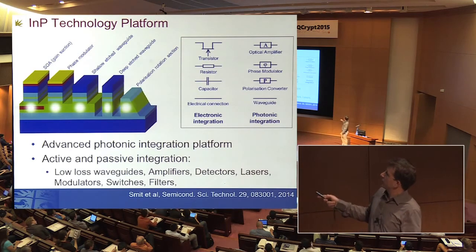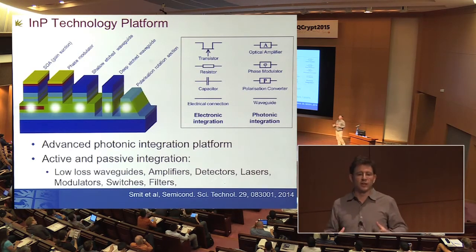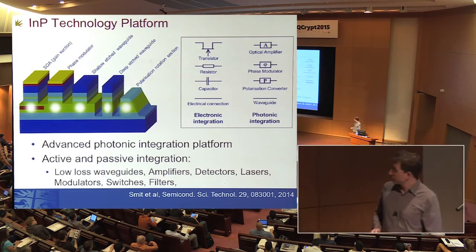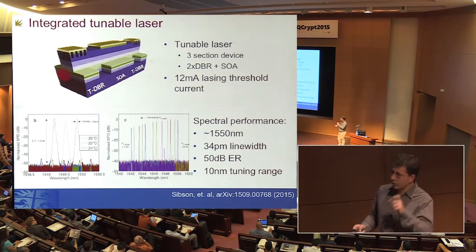And here we've got optical amplifiers, phase modulators, polarization converters, waveguides, and that's the toolkit that we can use to make a whole array of different types of photonic circuits. This is what the tunable laser looks like that we have on the chip.